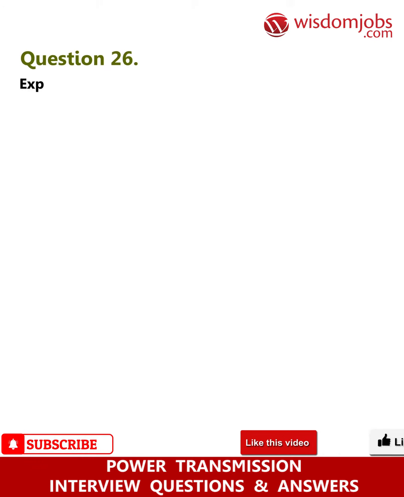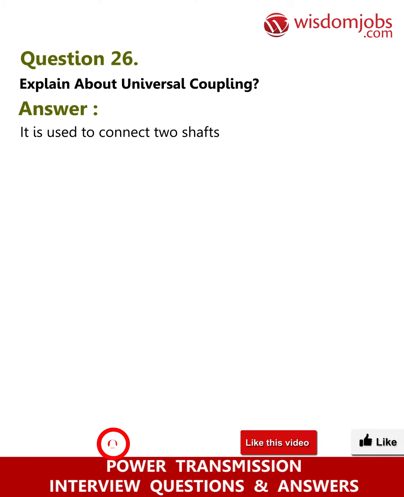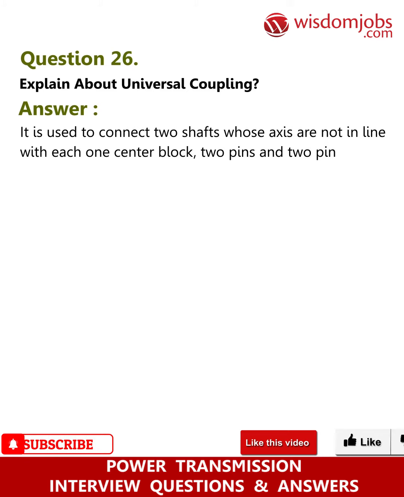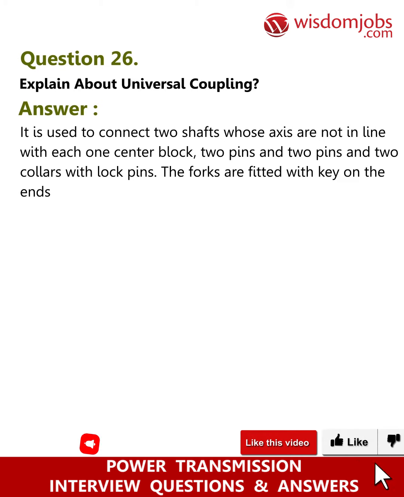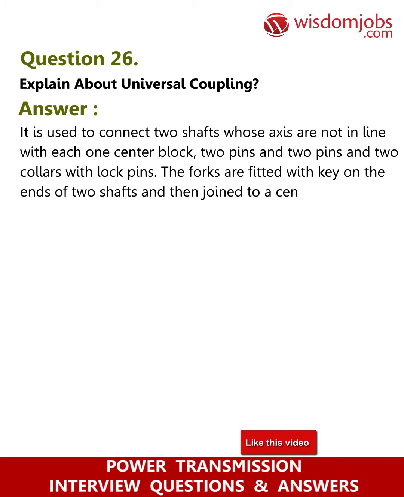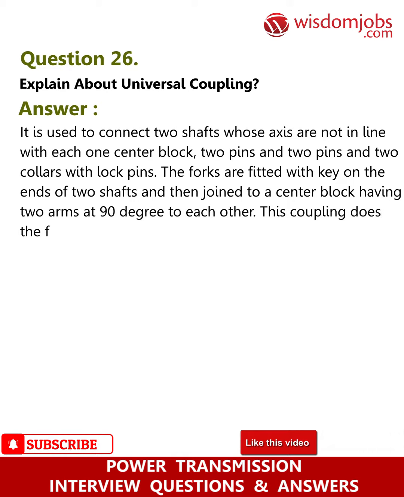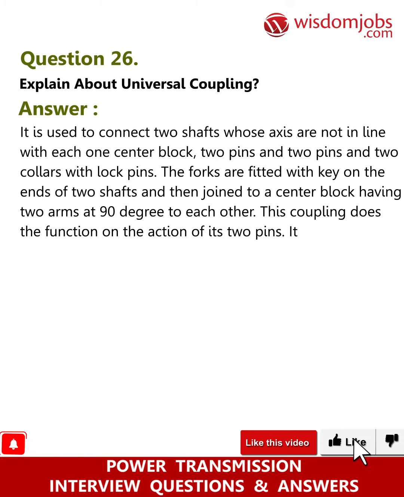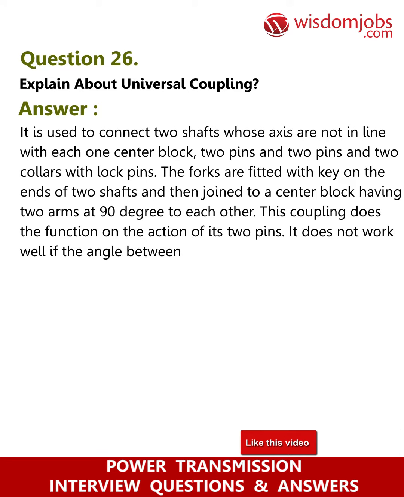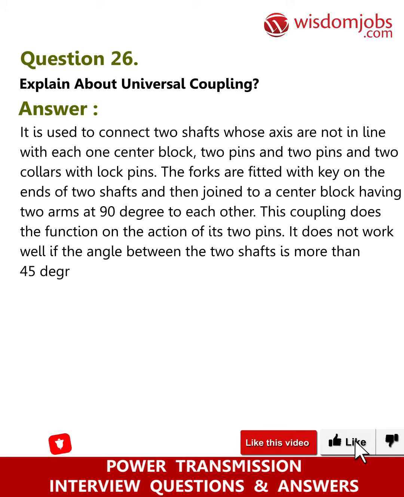Question 26. Explain about universal coupling. Answer. It is used to connect two shafts whose axes are not in line, with one center block, two pins and two collars with lock pins. The forks are fitted with key on the ends of two shafts and then joined to a center block having two arms at 90 degrees to each other. This coupling does the function on the action of its two pins. It does not work well if the angle between the two shafts is more than 45 degrees.